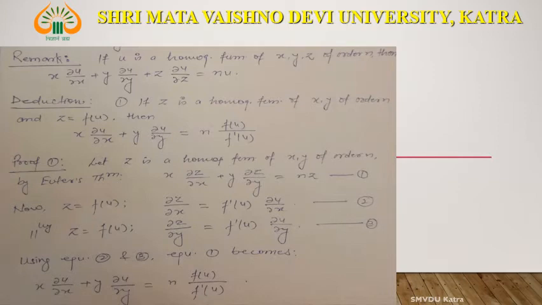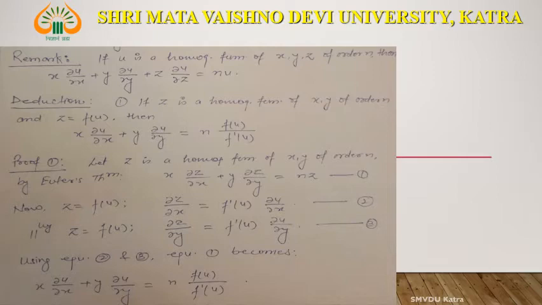See one result based on Euler's theorem on homogeneous function. If u is a homogeneous function, then one natural question arises: can this Euler's theorem be applicable only for two variables? No, it can be applicable for n number of variables also. If u is a homogeneous function of three variables, say x, y, z of order n, then Euler's theorem is applicable.